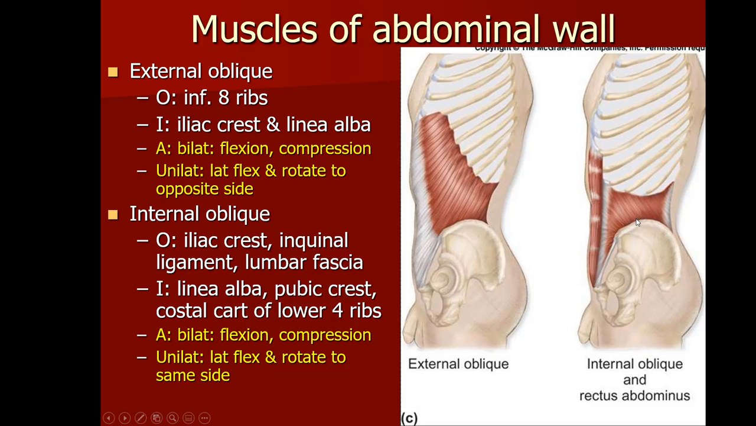Then the internal obliques, same thing, bilateral, you just do a sit-up, and that would be the flexion of the vertebral column. But this time, if the left side contracted by itself, the torso would rotate to the left. If the right side contracted by itself, it would rotate to the right because the fibers are running in different directions. So you have to kind of use your imagination to see which direction they're shortening.